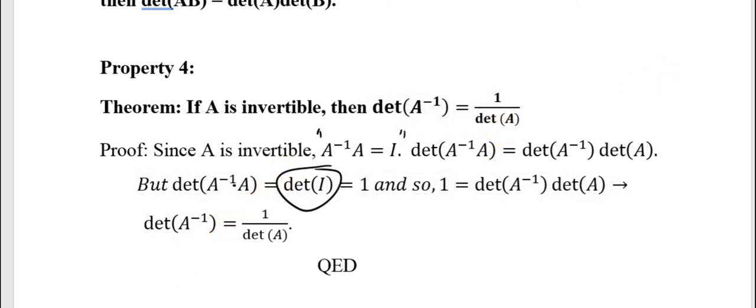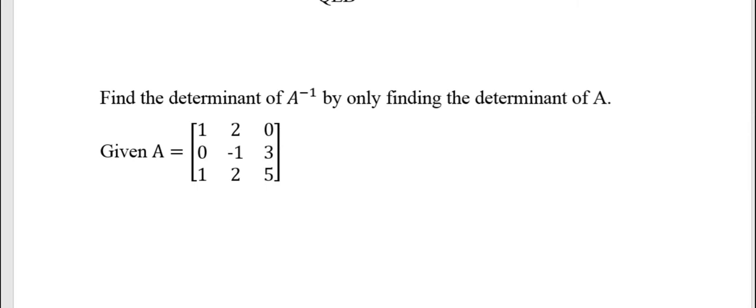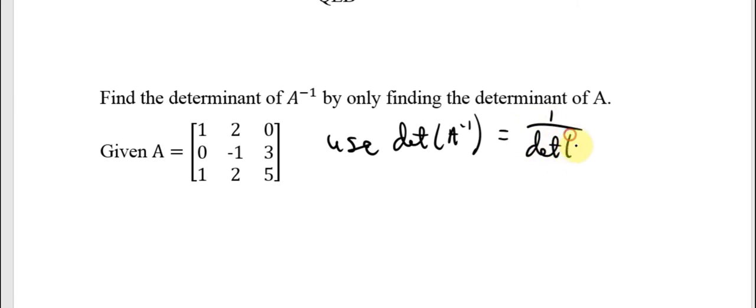We're going to use that to just work a problem here just to show that that makes sense. So here, find the determinant of A inverse by only finding the determinant of A. So that simply means we want to use that the determinant of A inverse is equal to 1 over the determinant of A. So all we need to find is just the determinant of A. So we find the determinant of A. I'm just going to use cofactor expansion along the second row.